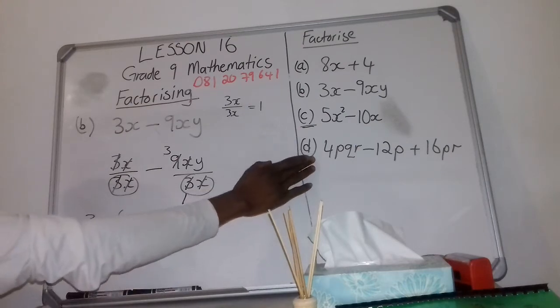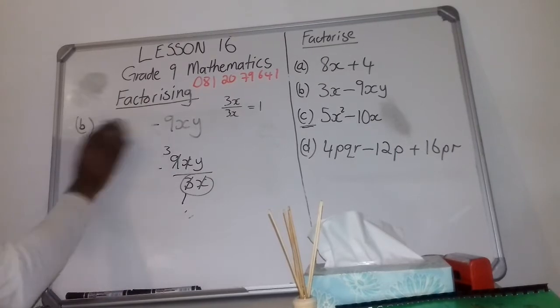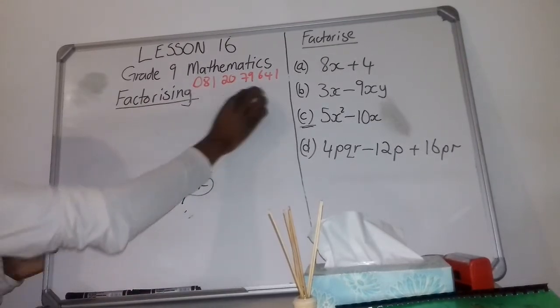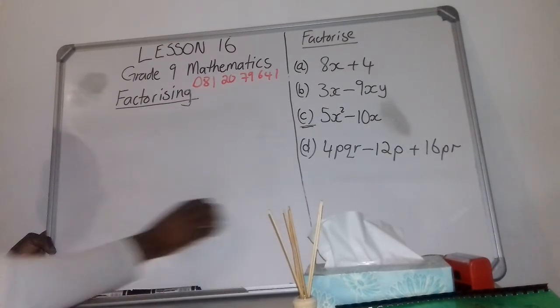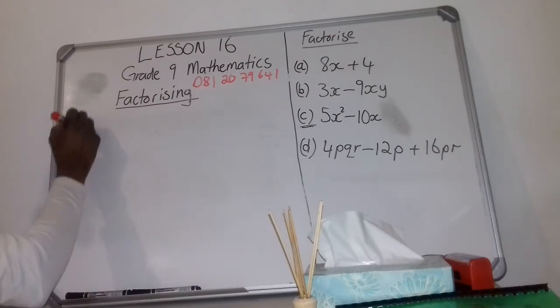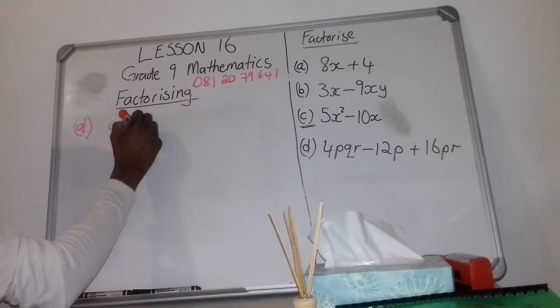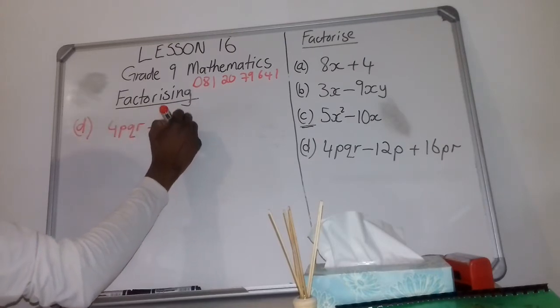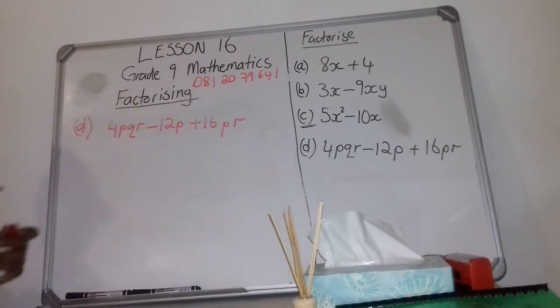So I'll go to part D and show you how to factorize that. When you're given 2 terms, 3 terms, you factorize out the highest common factor. So D, it's 4pqr minus 12p plus 16pr. So you must find the highest common factor of the three numbers, 4, 12, and 16.